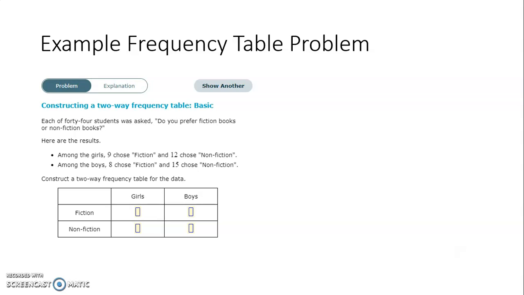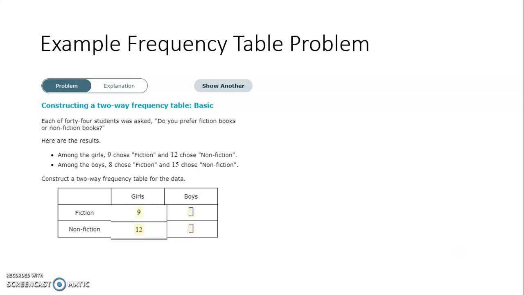The next one is a frequency table problem. So each of 44 students was asked, do you prefer fiction books or non-fiction books? Here are the results. And among the girls, 9 chose fiction, 12 chose non-fiction. Among the boys, 8 chose fiction, 15 chose non-fiction. So take a second, see if you can answer correctly.